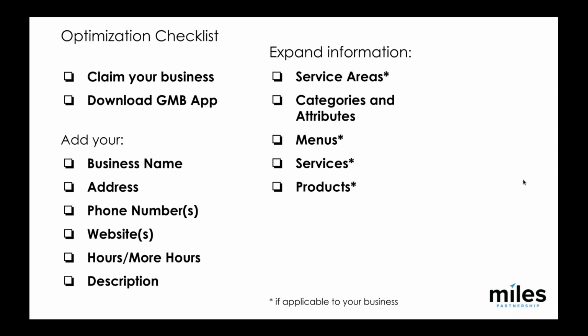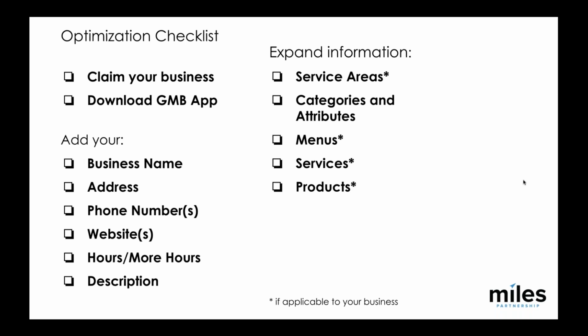We do have a checklist here in terms of what we discussed yesterday, and so just a quick reminder of what we covered, and you can use this as a checklist to work through. Have you claimed your business? Have you downloaded the Google My Business app? Have you added your name, address, phone number, website, hours, and description to your business profile?